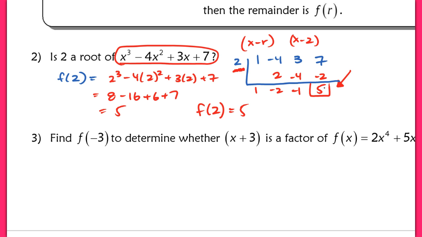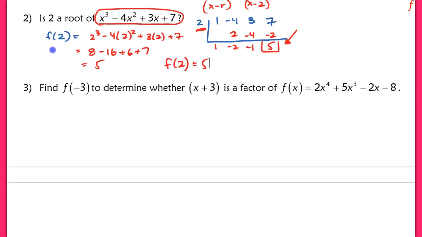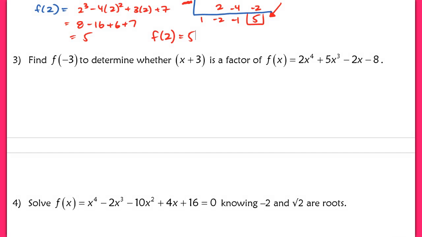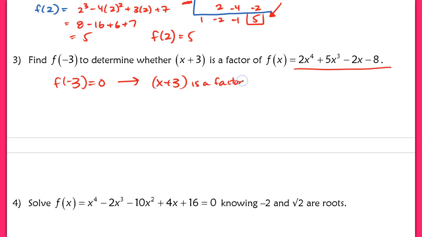All right, now this next question says, find f of negative 3 to determine whether x plus 3 is a factor of this polynomial. Because we know that if f of negative 3 equals 0, then we have x plus 3 as a factor. Now again, you can use synthetic substitution. I think that's just faster.